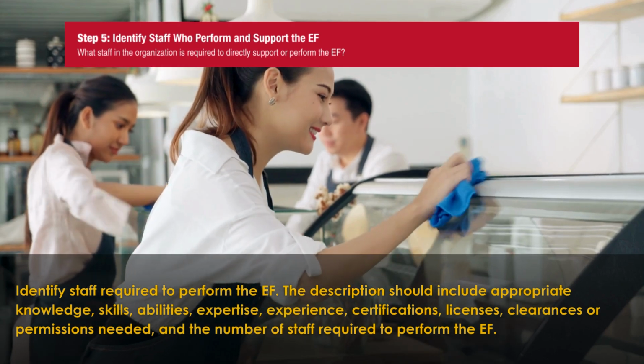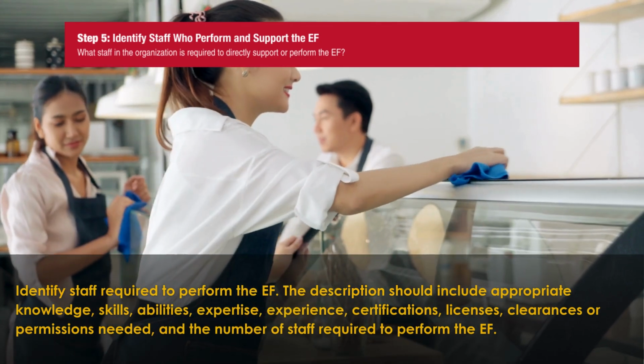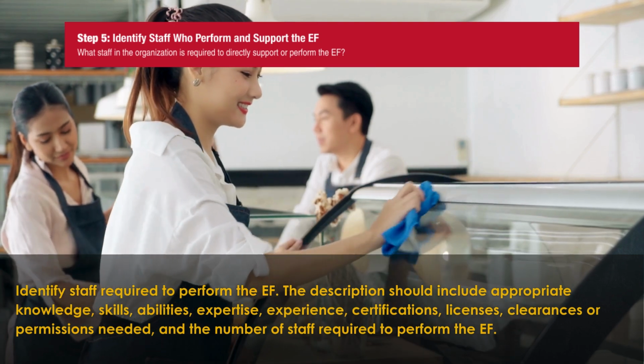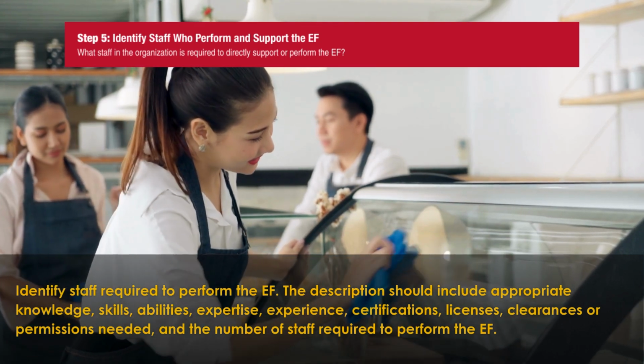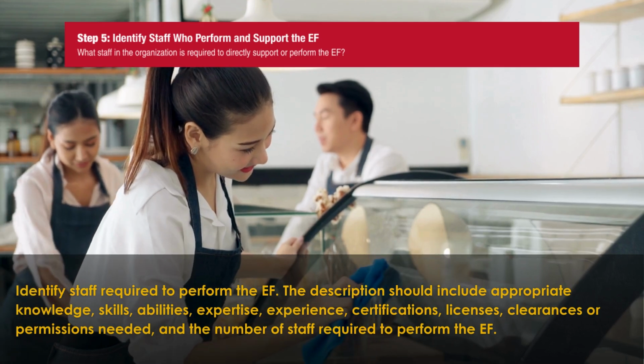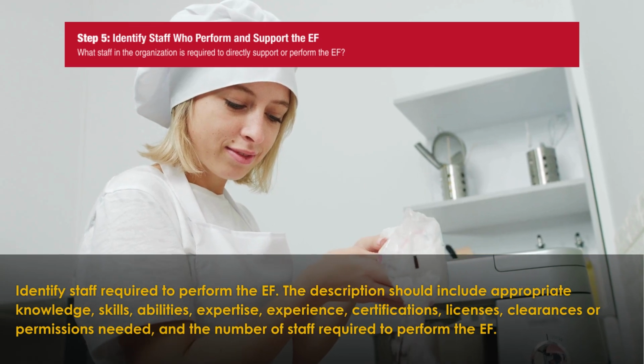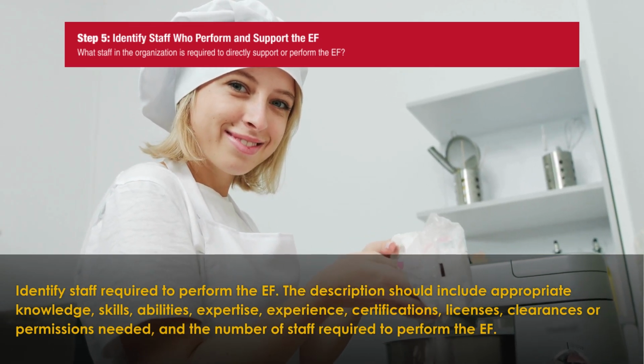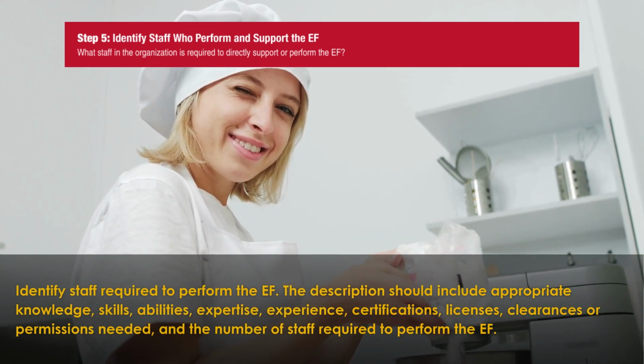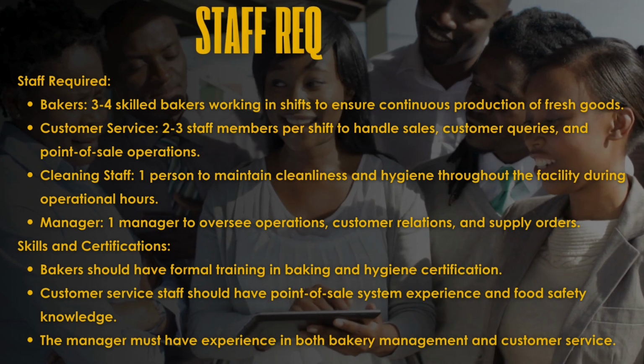Step 5 is identify staff who perform and support the essential function. In this step, we identify staff required to perform the essential function. The description should include appropriate knowledge, skills, abilities, expertise, experience, certifications, licenses, clearance, or permissions needed, and the number of staff required to perform the essential function. The bakery has identified the staff required.